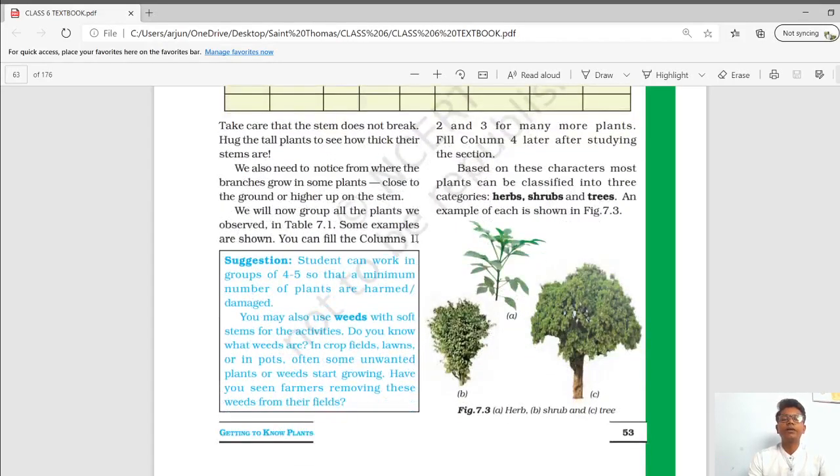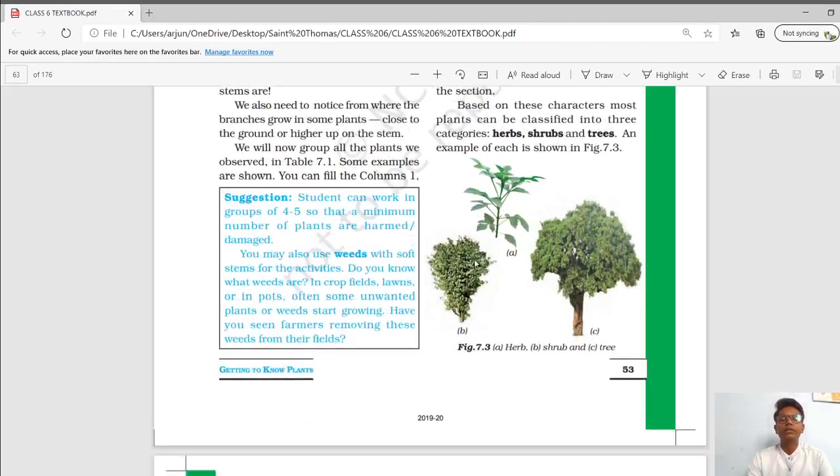Moving further, based on these characters, most plants can be classified into three categories: herbs, shrubs and trees. Remember these three words. The main points of the chapter are these three words: herbs, shrubs and trees. An example of each is shown in the figure.